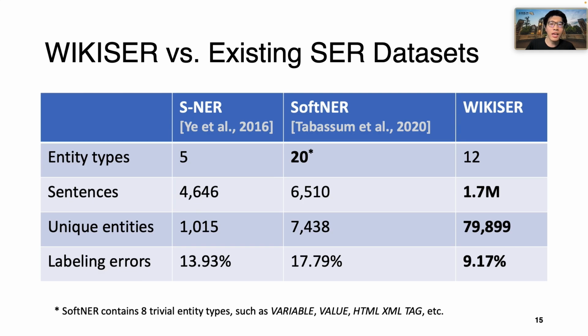Note that the SoftNER dataset contains 20 entity types, and 8 of them are trivial types, such as variable, value, HTML, XML tag, which are not of our interest. Compared to the SNER and SoftNER dataset, we have significantly more labeled sentences and unique entities. Manual validation of 385 sampled sentences shows our WikiSER dataset has a labeling error of about 9%, which is much lower than theirs.